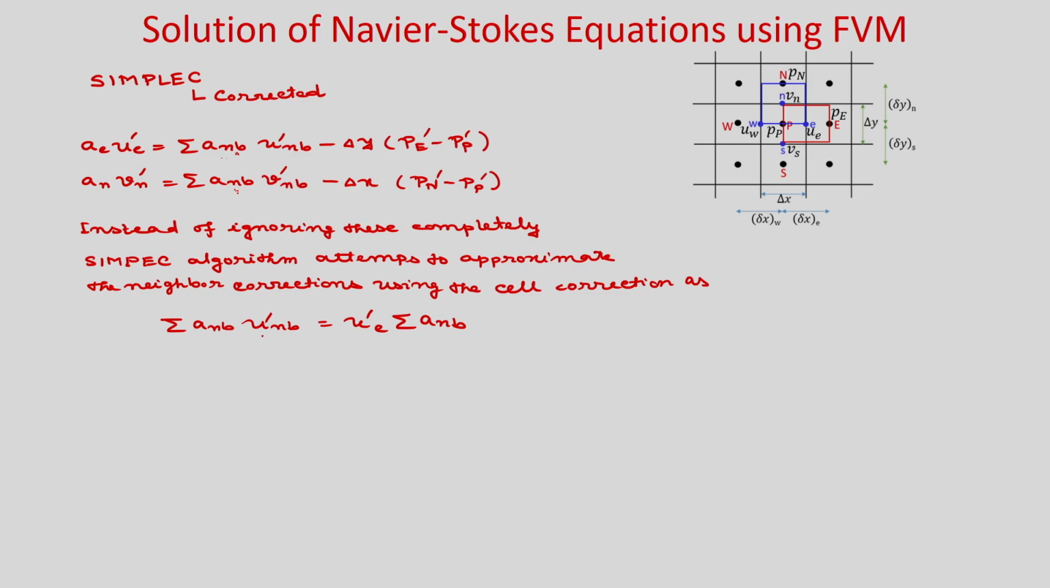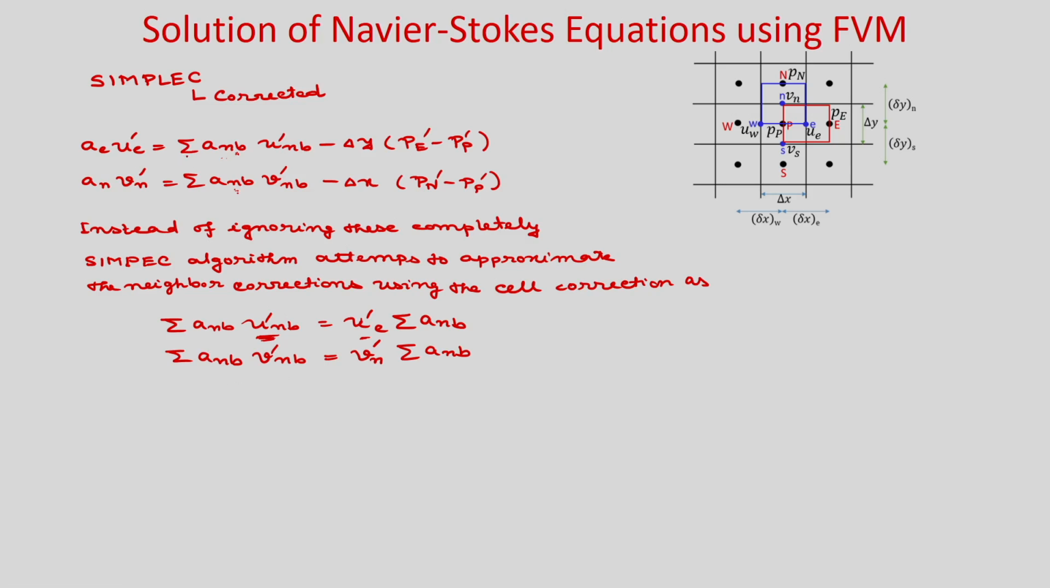Okay. So, now you can see, this actually has to be the summation of all these a_nb u'_nb. So, neighbor values, but neighbor corrections, that we are approximating as the cell correction u_e'. Similarly, the summation of a_nb v'_nb we will write as v_n' times the summation of a_nb. Okay. So, v_n' obviously you can see, this is your correction at the cell of this v control volume.